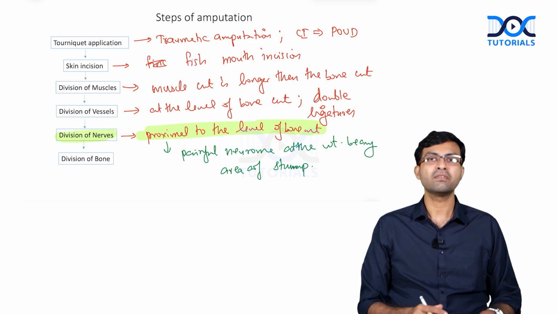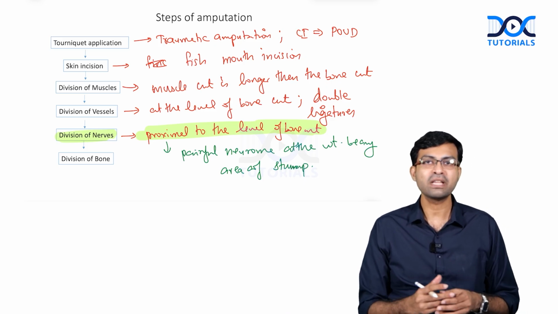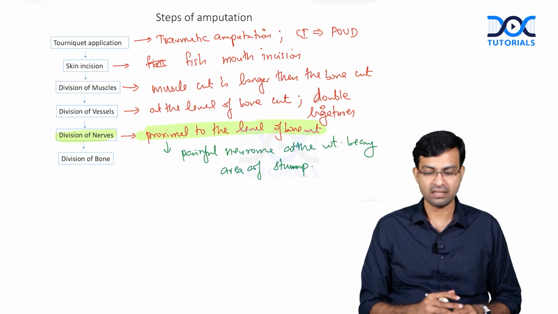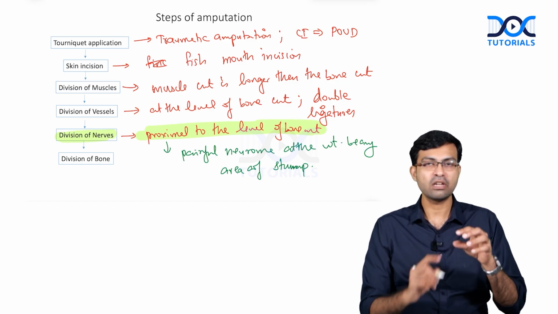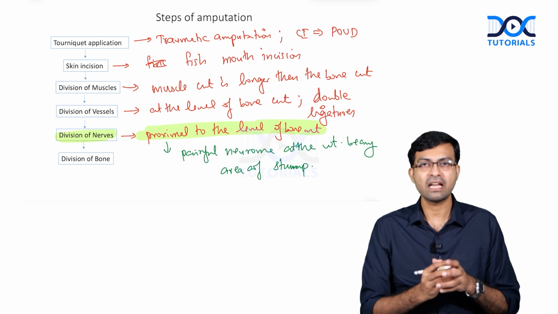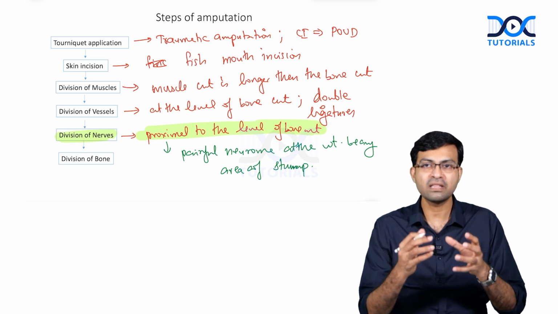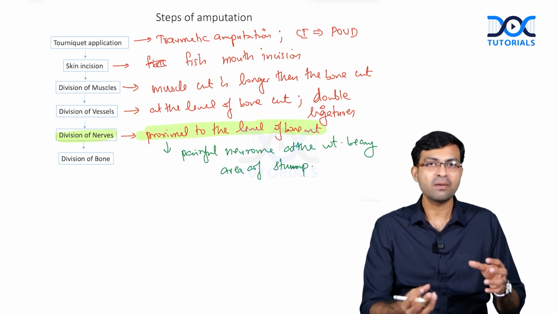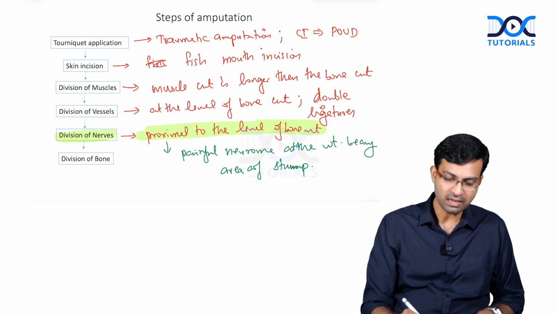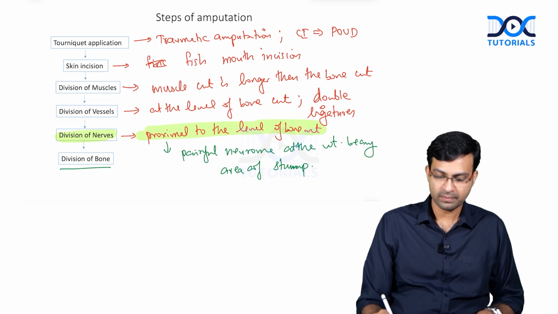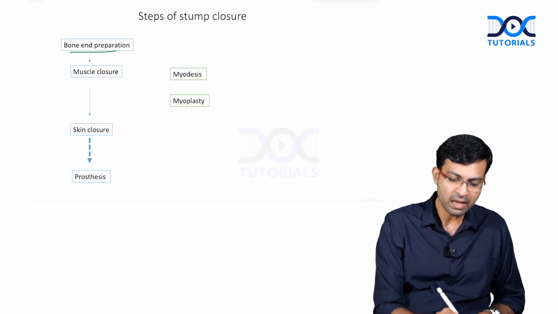So remember, our stump should be ideal for putting a prosthesis and weight bearing, isn't it? So whenever you divide it very distally, what will happen is that it will form a painful neuroma there, and when you are putting a prosthesis and when the patient starts walking, there will be compression of this neuroma and there will be severe pain. So we always cut it proximal to the level of the bone cut. Then you divide the bone. After dividing the bone, prepare the bone ends.